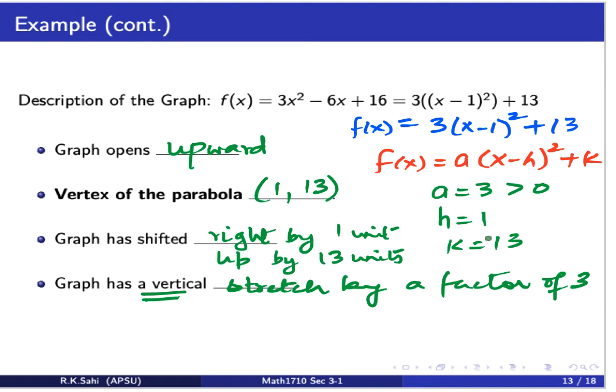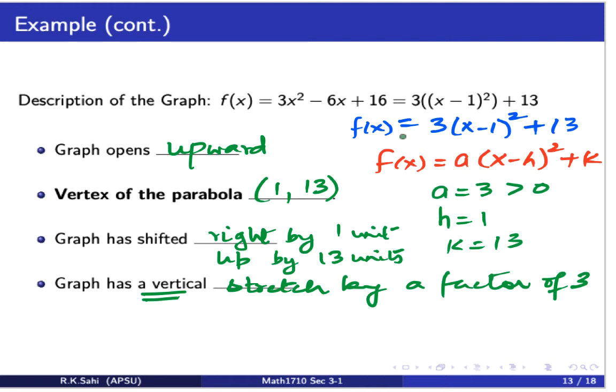Remember in the transformations we learned about movements up and down, movements right and left, vertical stretches and shrinks. So shifting is basically left and right, up and down shifts. And stretches or shrinks are the ones which are multiplied. Here the vertical stretch is dependent upon A. That A is multiplied to the square of that expression. So here the square is (x minus h) the whole square.